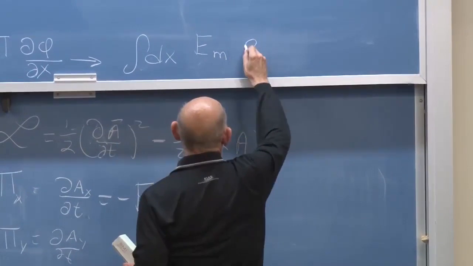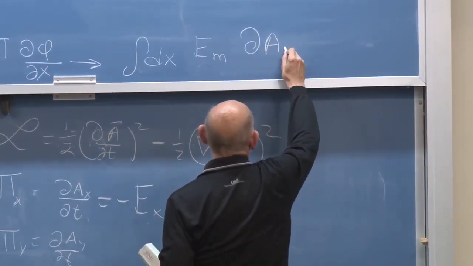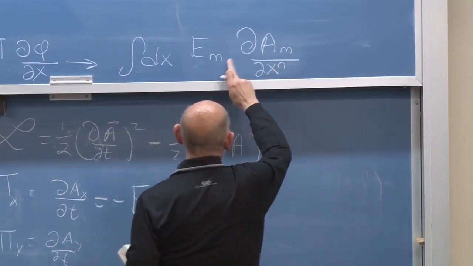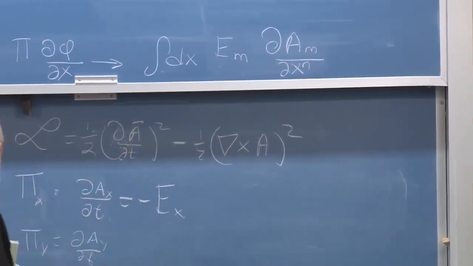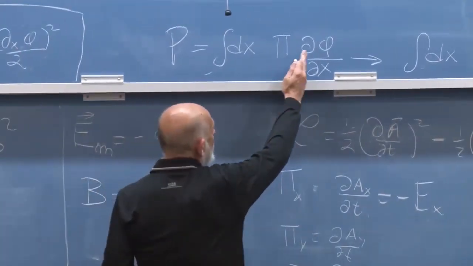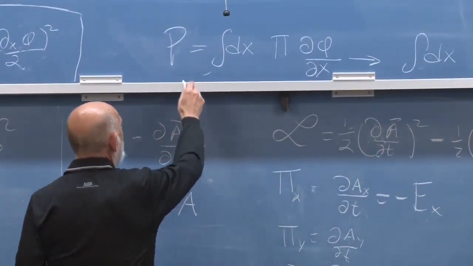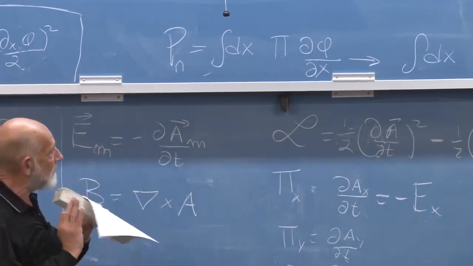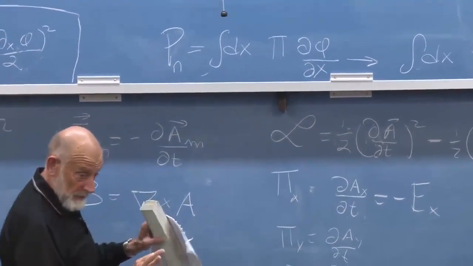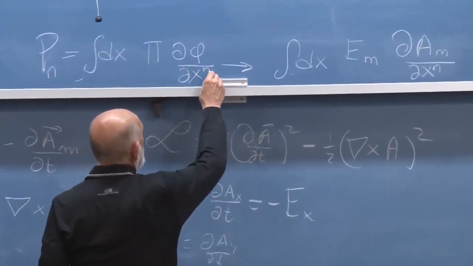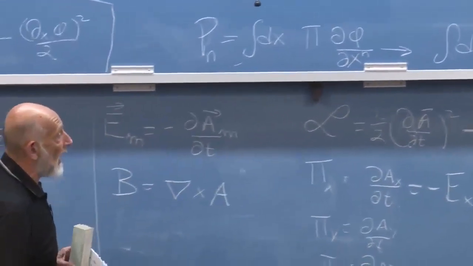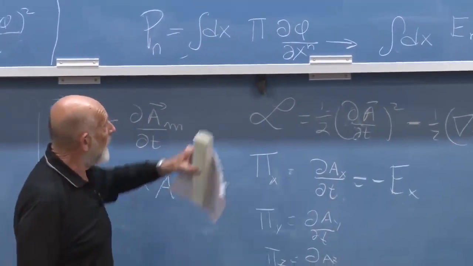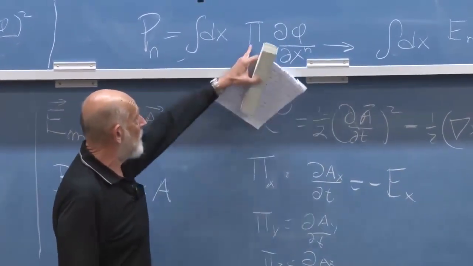E sub m dA sub m by dxn, and this is summed on m. All right, so let's get the idea here. If there are several fields in a problem, let's take the nth component of momentum along the nth axis. That's this. Momentum along the axis n is pi d phi by dxn. If there are several fields in the problem, we add them all up.